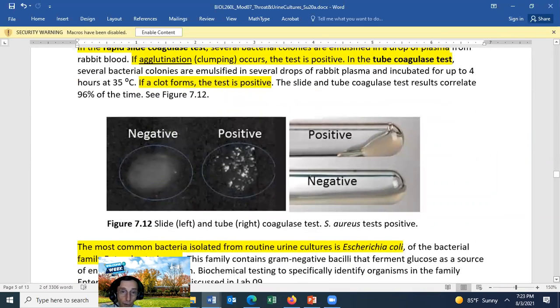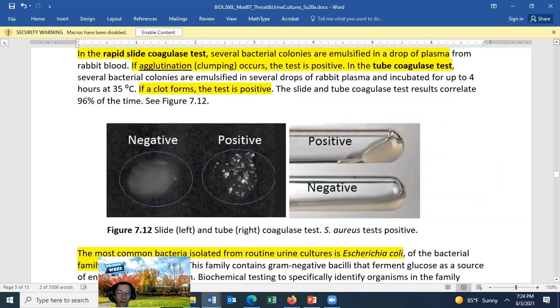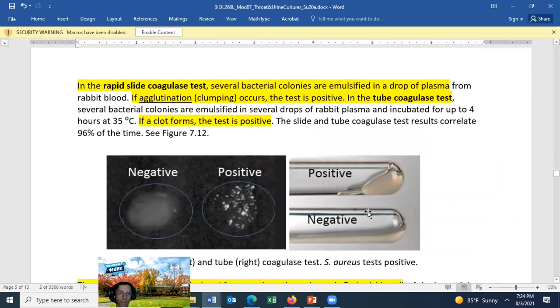All right, there are two coagulase tests. The one I'll use in the unknown project is the clot forming test. And there's also the agglutination test. In the agglutination test, you put serum, and then you add the bacteria. If no clotting happens, it's coagulase negative. If clotting or clumping happens, it is coagulase positive.